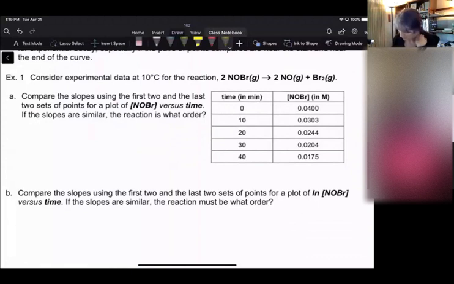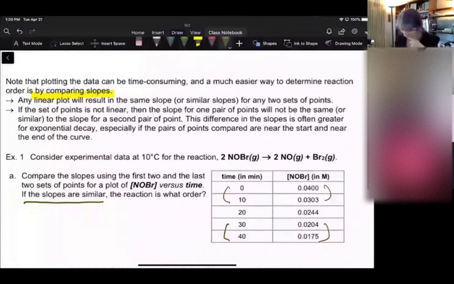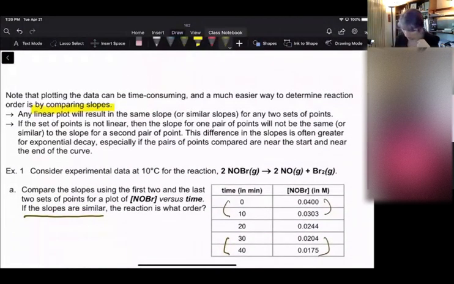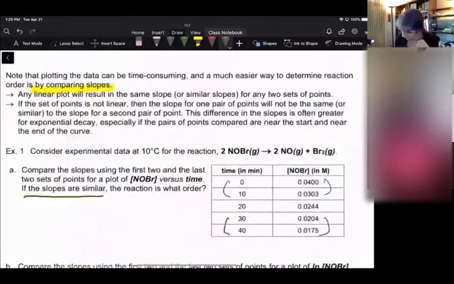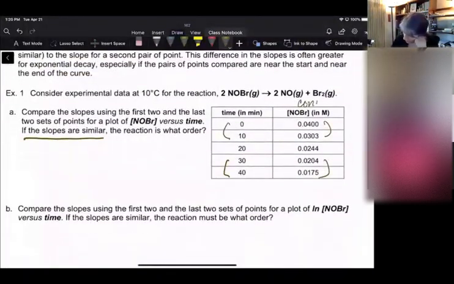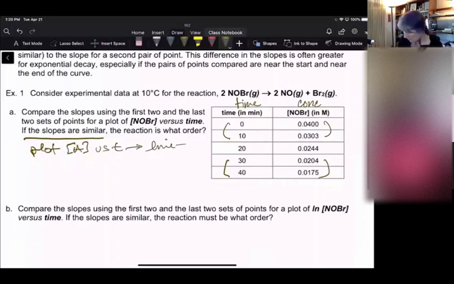So we could compare the slopes here with here. And if the slopes are similar, what would the order be? It would be first order, right? Because that's the one that, oh no, it would be zero order. No. So here we have concentration and time. And if we plot concentration versus time and we get a line, then that means it's zero order.